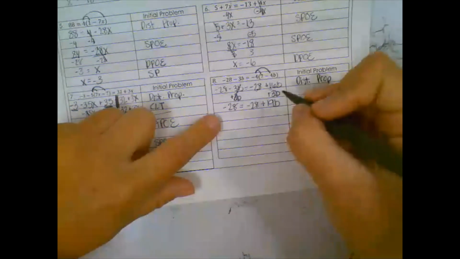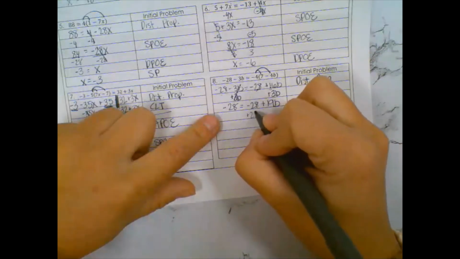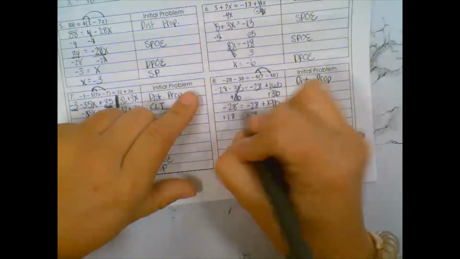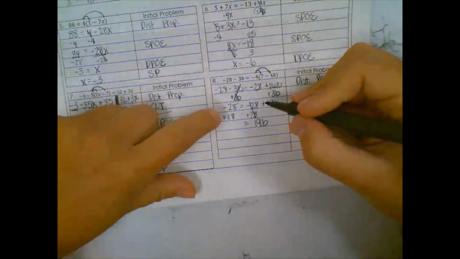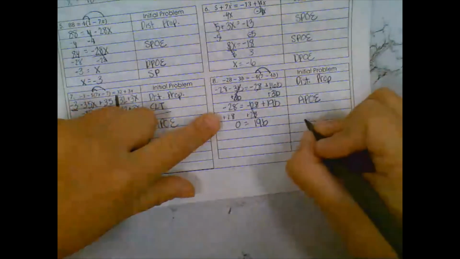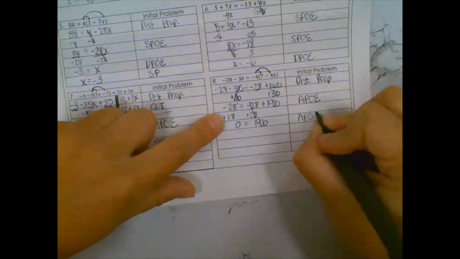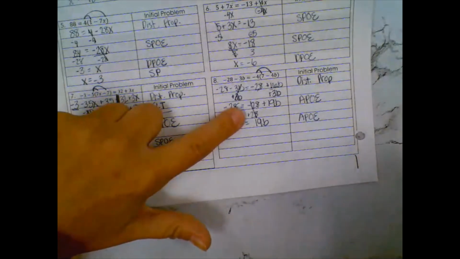Now I'm going to solve by adding 28 to both sides. And this is just like the problem before. Hopefully we saw that. I added 28 and that gave me 19b over here. Negative 28 plus 28, that's going to give me 0 on the left-hand side. I got that by addition property of equality because I added again.